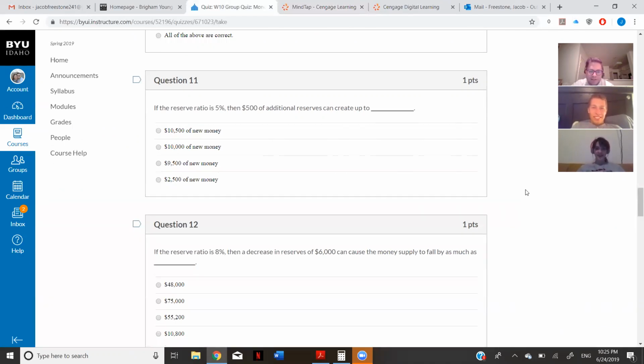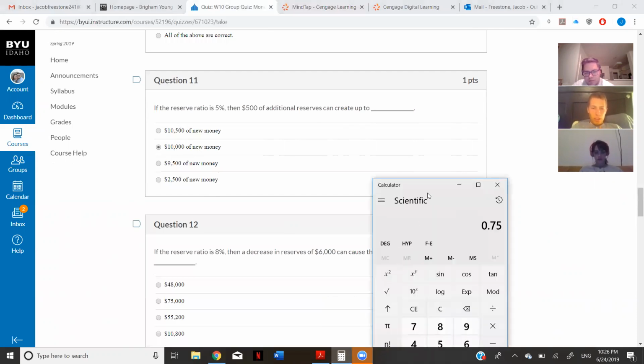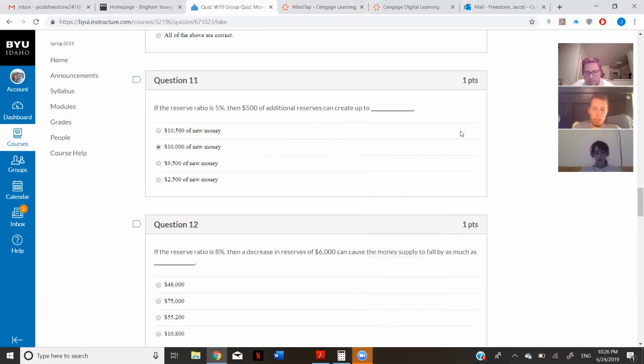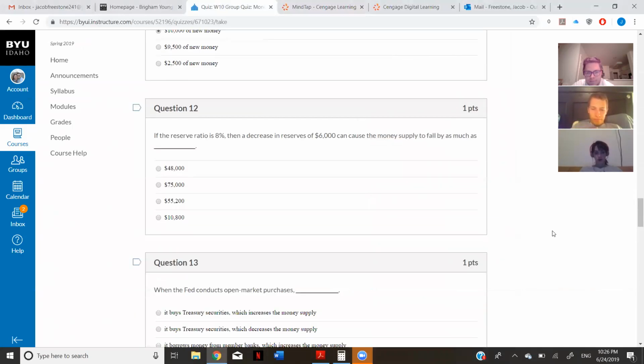Anyways, question 11. If the reserve ratio is 5%, then 500 of additional reserves can create up to how much? And I put B. Me too. How do you get that? So it's the same way as you did before. It's 1 divided by 5%, which gives you 20, and you multiply it by the amount that was added in reserves. Good. Okay.